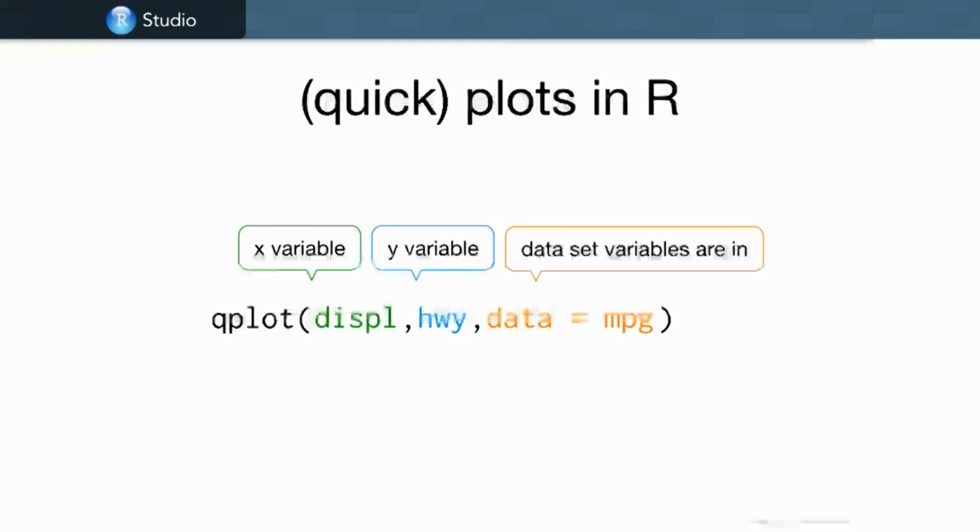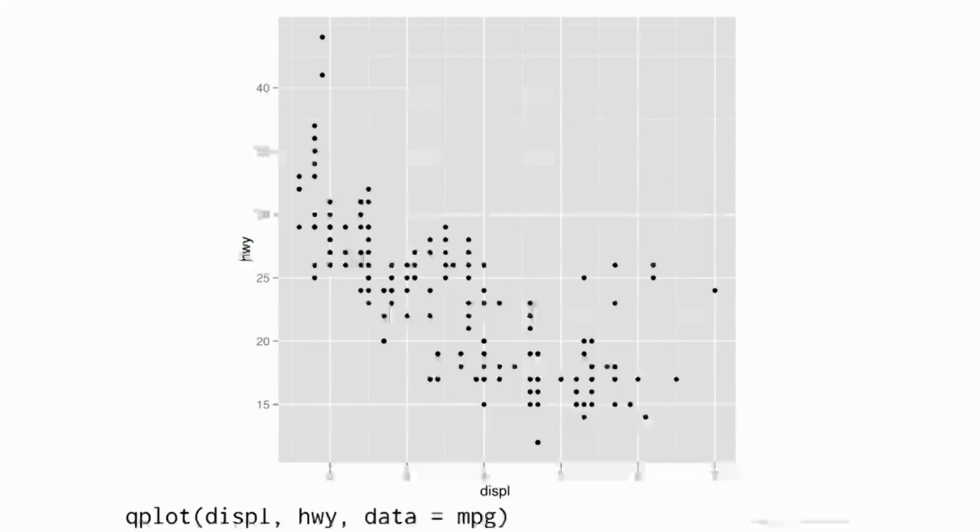So you notice I didn't write MPG$displacement. And I didn't put displacement in quotation marks either. Displacement is just the name of the x variable. And normally R wouldn't know where to find that variable because displacement lives in the MPG dataset. But qplot takes this data argument, which allows you to tell qplot where to find displacement. It's going to look in the MPG dataset. And the same will be true for highway. When you run this code, R will make a graph that looks like this.